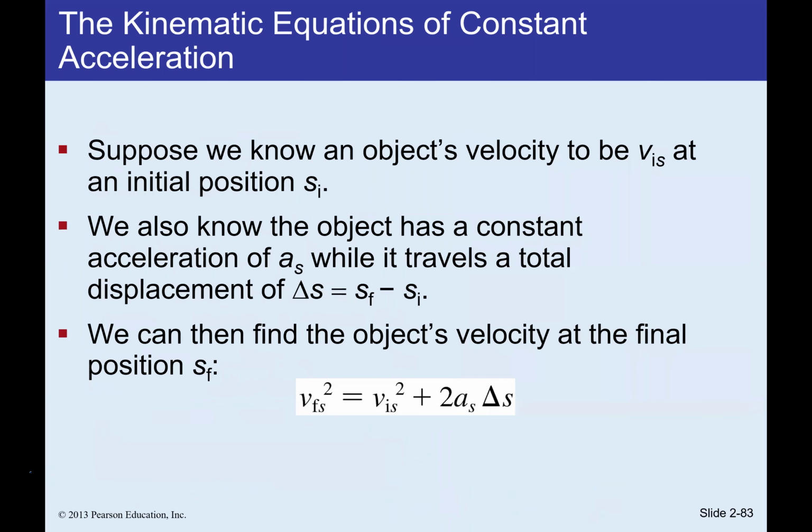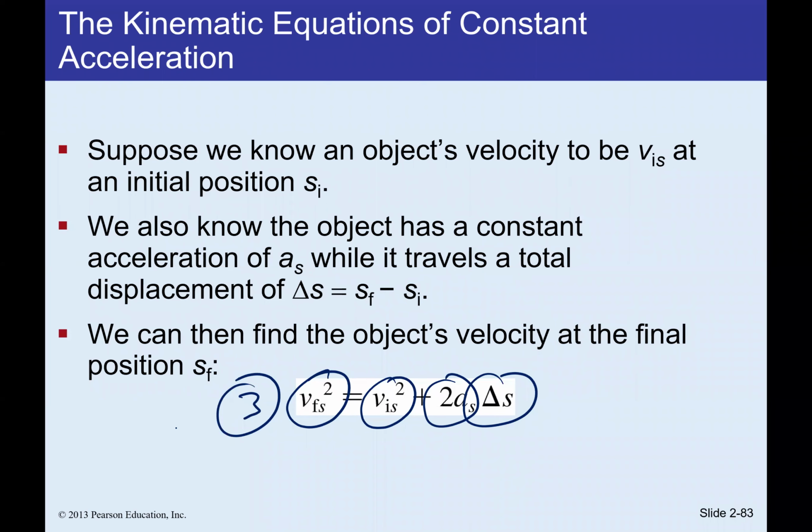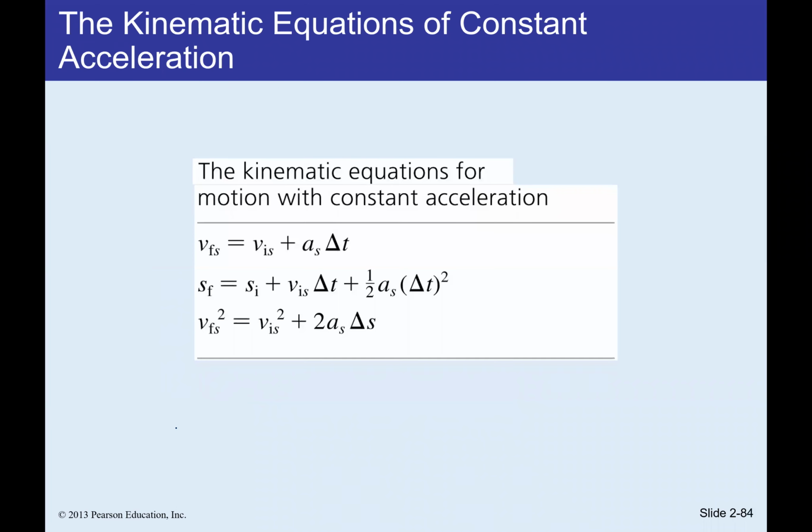You also have the third equation, which you can derive by combining equations 1 and 2, and end up with this equation where final velocity squared equals initial velocity squared plus 2 times acceleration times displacement. This is kinematic equation 3. So now you have 3 kinematic equations. This is 1, this is 2, this is 3. In class, I'm going to be referring to them by their numbers: kinematics 1, kinematics 2, kinematics 3. So try to remember the order.